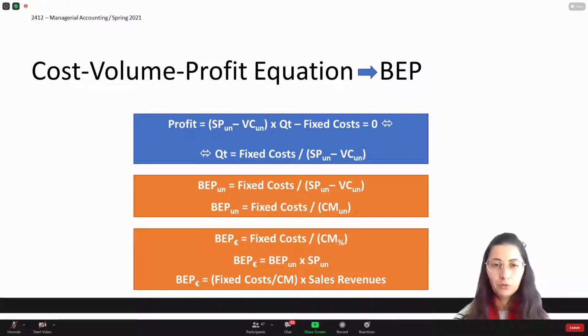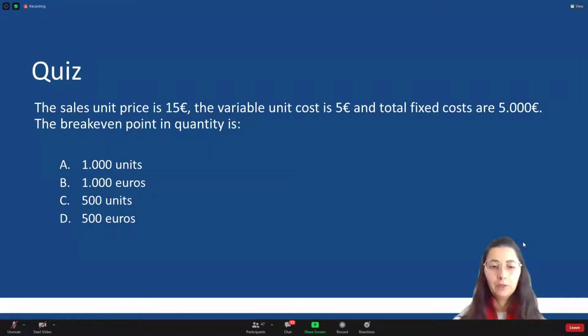Okay, everyone took note of the formulas? Yep. Because now we have a quiz. So I will launch another poll.